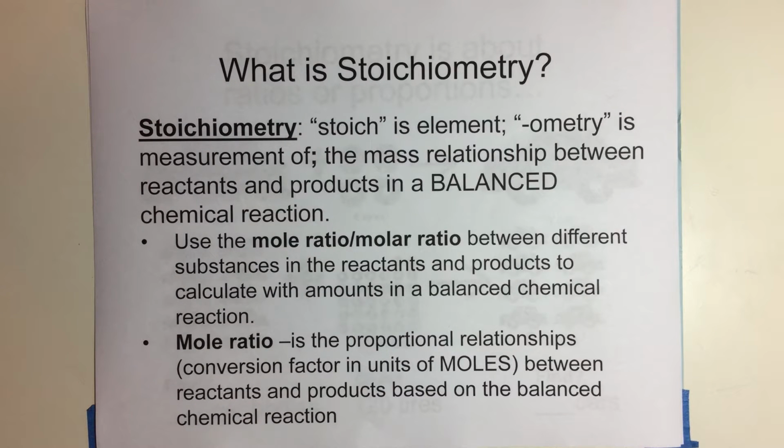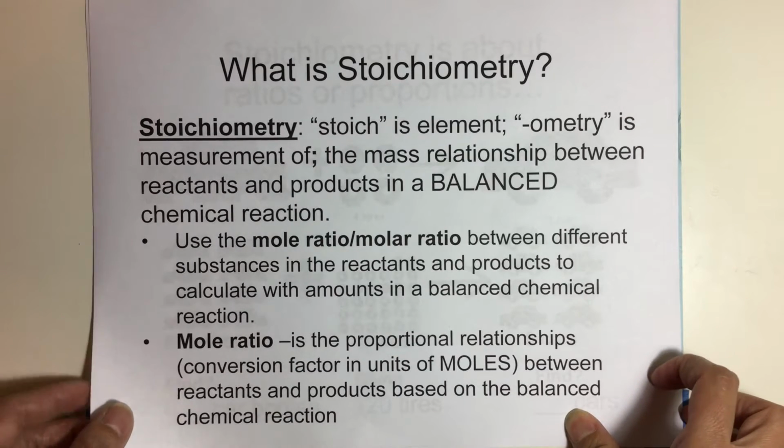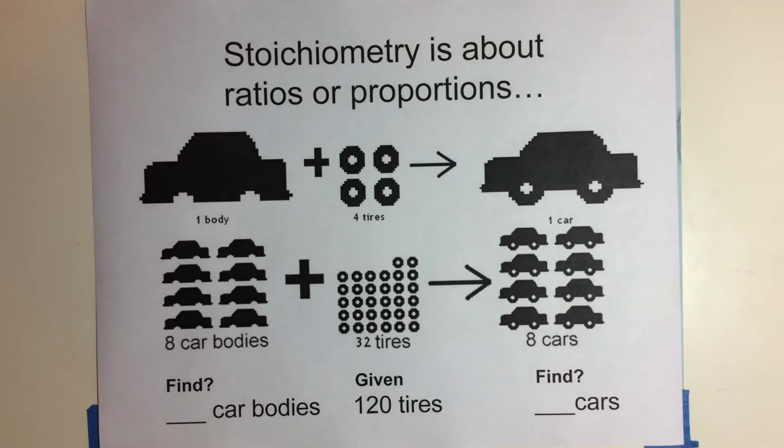We use a mole ratio, also called molar ratio, between different substances in the reactants and products to calculate the amounts of those reactants and products using the balanced equation. Mole ratio is basically a proportional relationship, which is a conversion factor in units of moles between reactants and products based on the balanced chemical reaction. So we need a balanced chemical reaction to do stoichiometry.